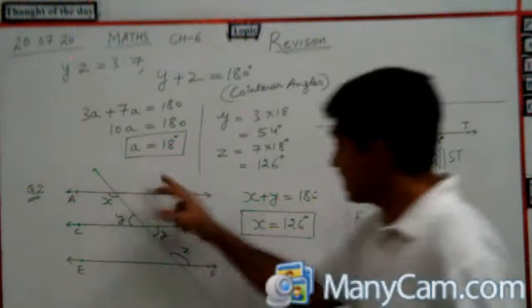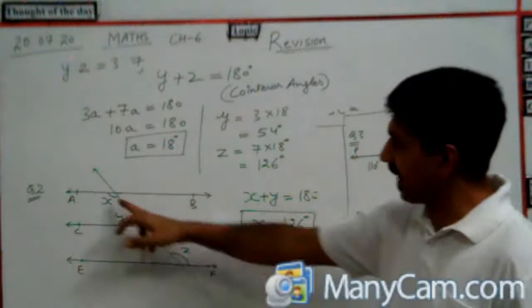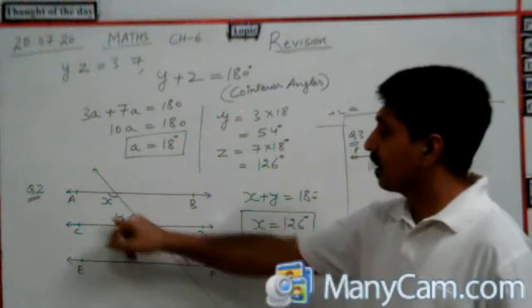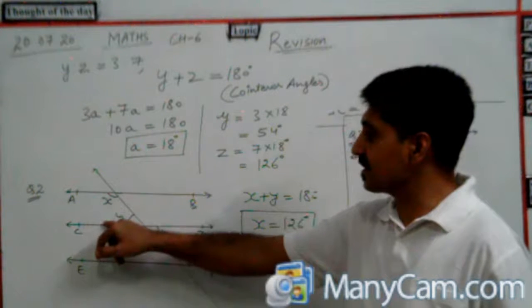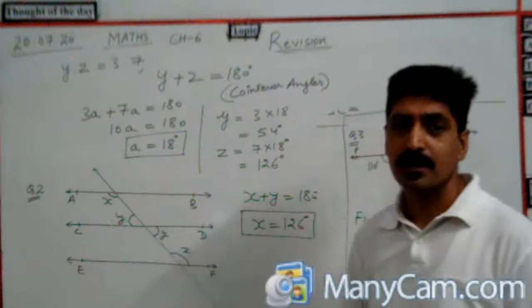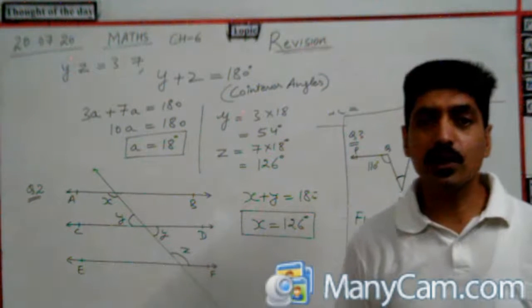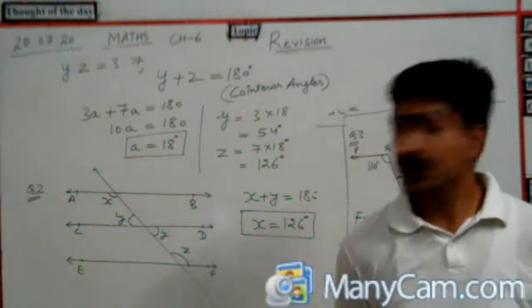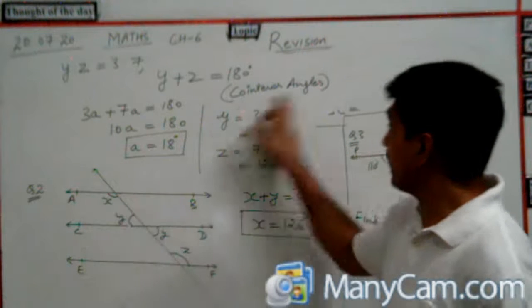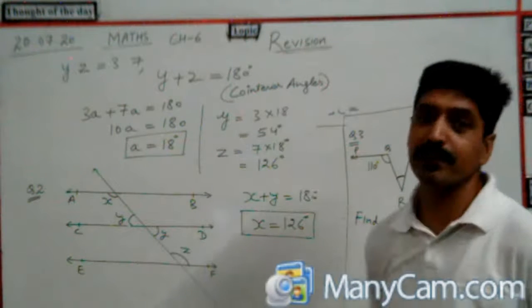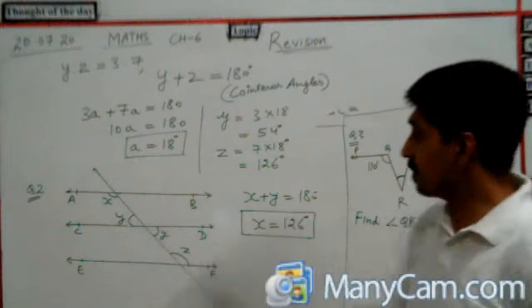Here, these 3 lines are parallel to each other, and X and Y are also called allied angles, consecutive angles. What are these angles called? Co-interior angles, allied or consecutive angles, right? So this is about question number 2.